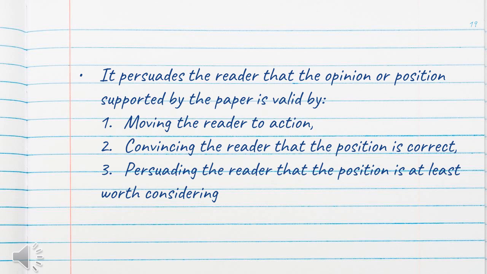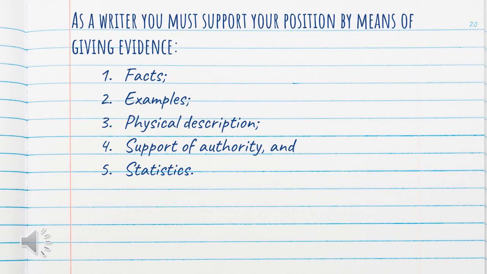So make sure that as they read your position paper, it should be worth it. Worth of knowledge, worth of reasoning, and worth of judgment regarding the topic. So, as a writer, you must support your position by means of giving evidence. Number 1, facts. Number 2, examples. Number 3, physical description. Number 4, support of authority and statistics.